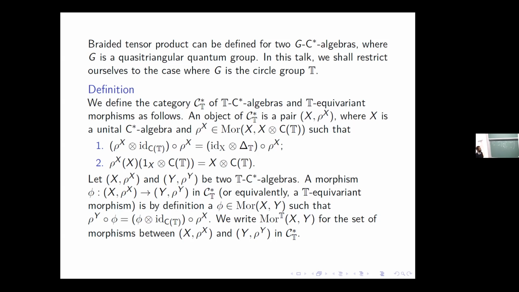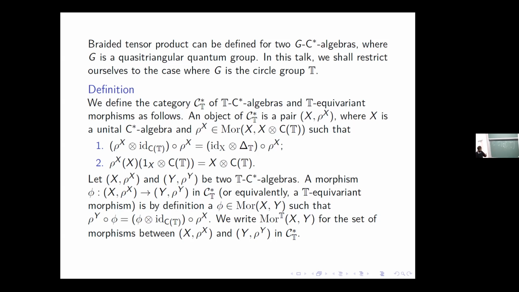A T-star algebra is just a C-star algebra with a T action. I have written it with more of a quantum group flavor. So a T-star algebra is a unital C-star algebra X with a C(T) coaction rho X subject to two conditions. So rho X is co-associative with respect to the co-multiplication on C(T), which sends the generator Z to Z tensor Z, and it satisfies the Podleś condition. So the closed linear span of rho X of X times 1_X tensor C(T) is the whole thing, X tensor C(T).